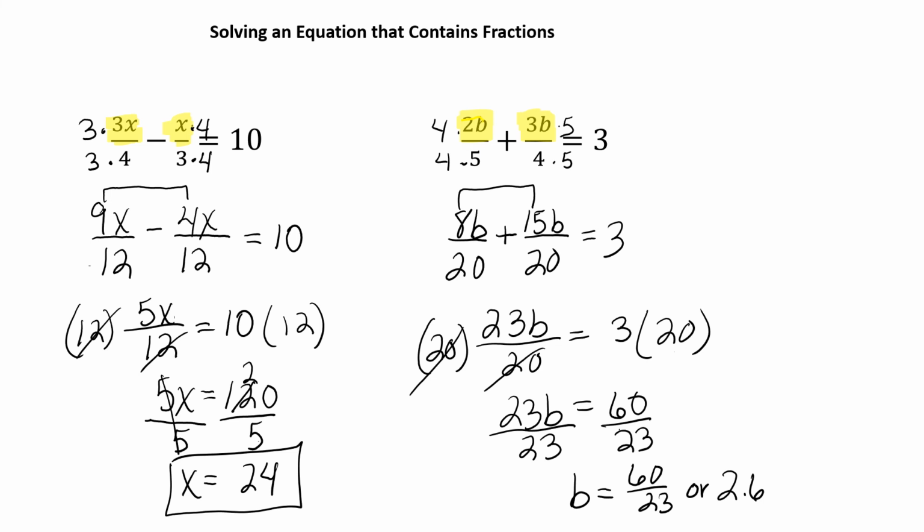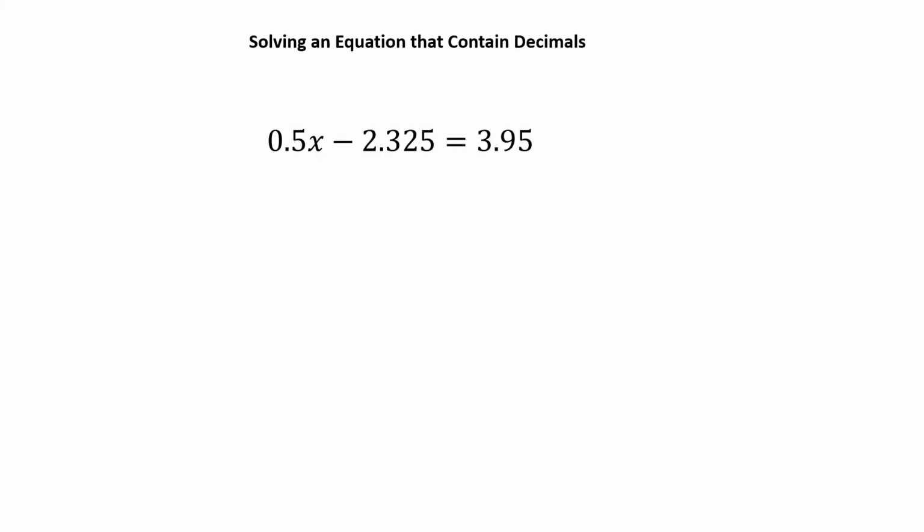Okay. One last thing to show you. Solving equations that contain decimals. Again, you're going to want to use your calculator for this. We have multiple steps, right? If you notice here, the x is being multiplied by 0.5, and then 2.325 is being subtracted. So we're going to have to first get rid of the subtraction by adding 2.325 to both sides.